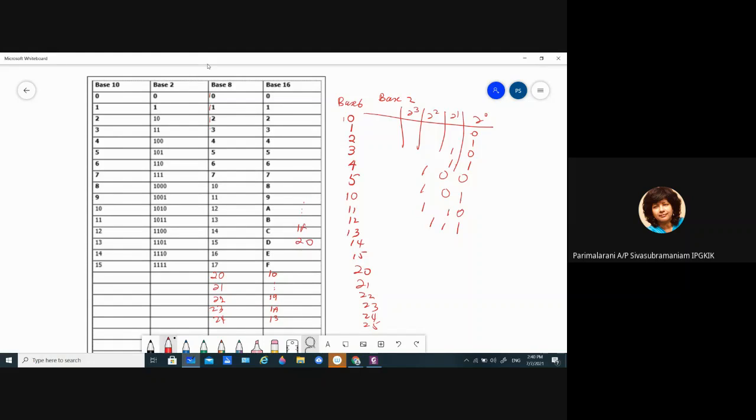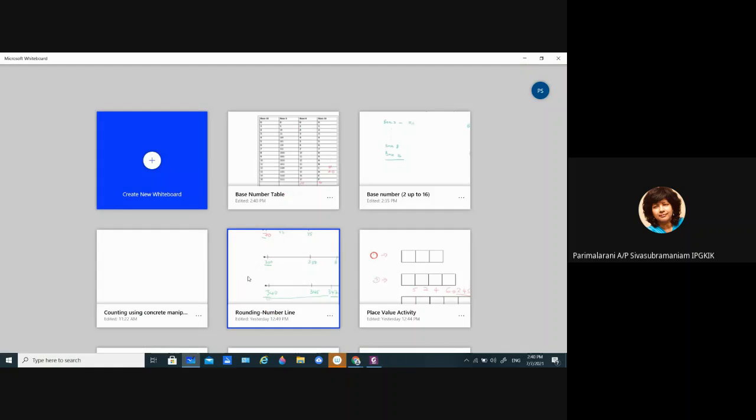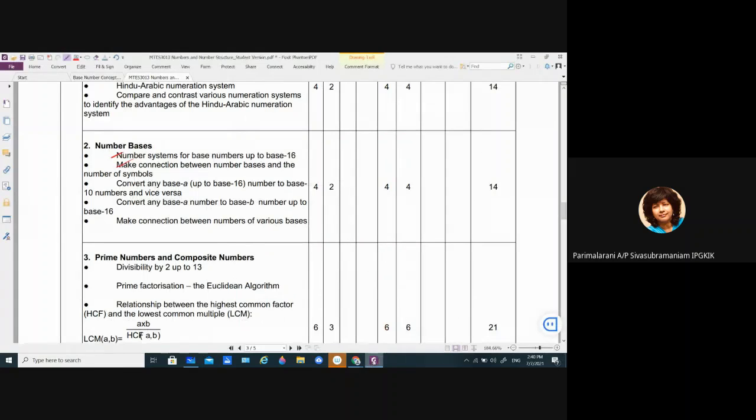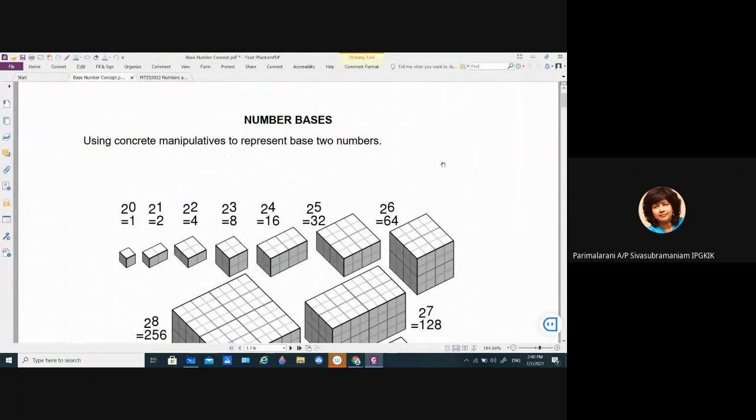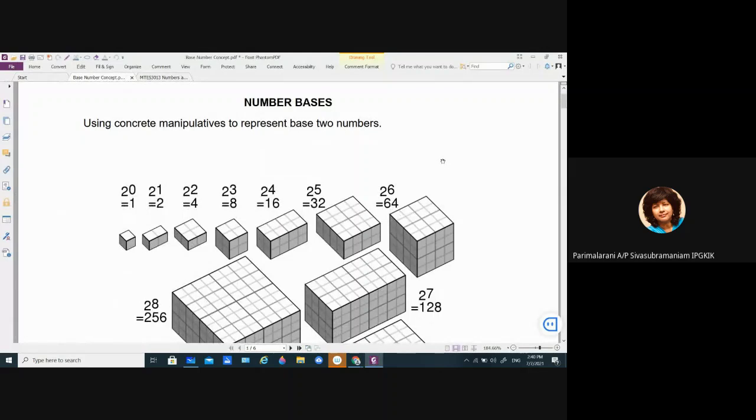Okay. If you can see that clearly, then it's very good already. So you need to know how to write these base numbers. The other thing that you need to know is what these base numbers mean, using concrete manipulatives. So how do we represent base 2 numbers?